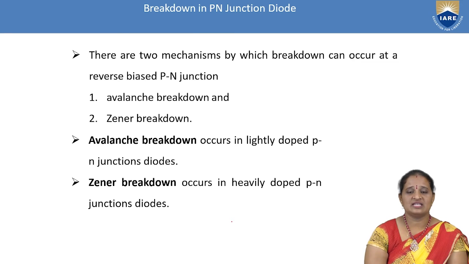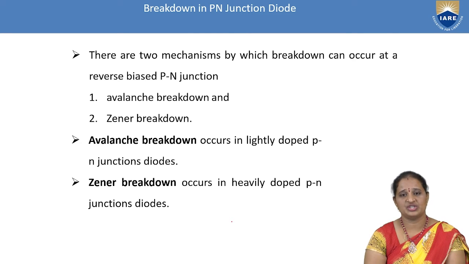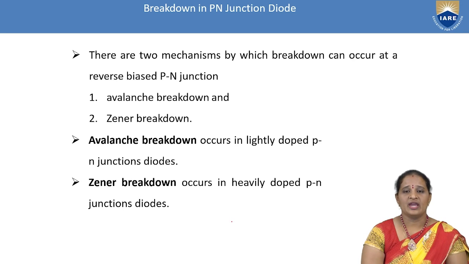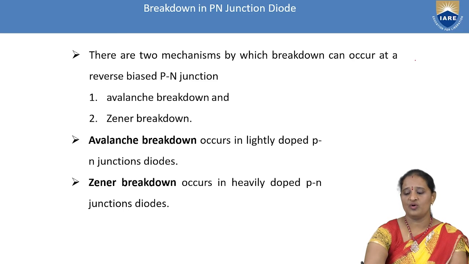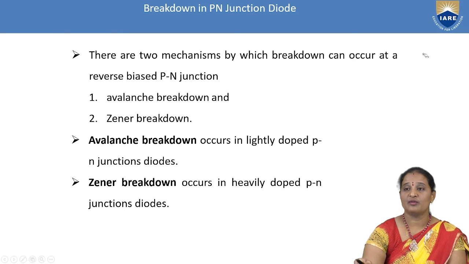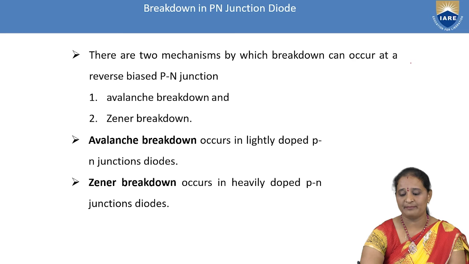So let us now discuss the breakdown mechanism in PN junction diode. So as we all know, in case of reverse bias, the current through the PN junction diode will be due to the minority charge carriers, and these minority charge carriers are very less in number, and hence under reverse bias condition there is a little amount of current flow through the diode, which is of the order of nanoamperes or microamperes.